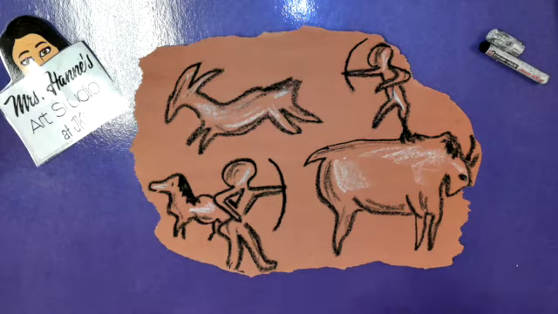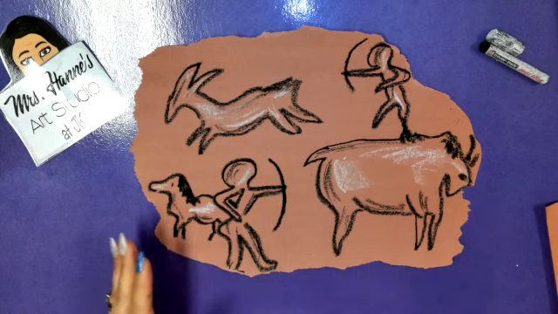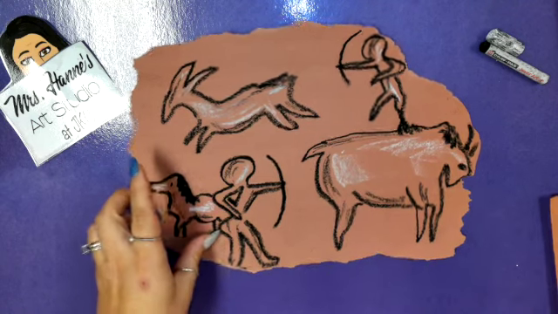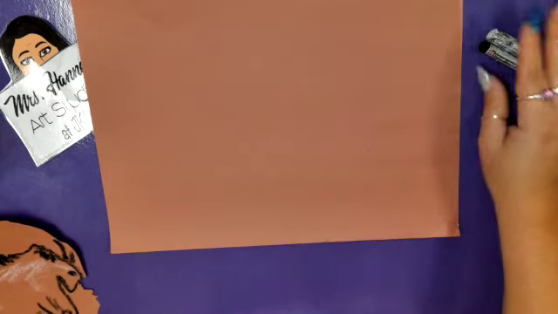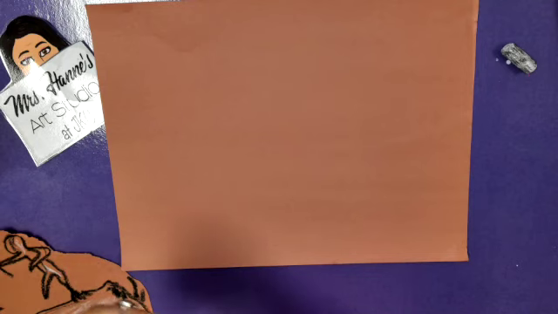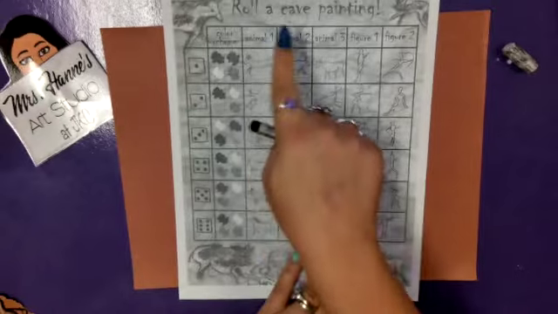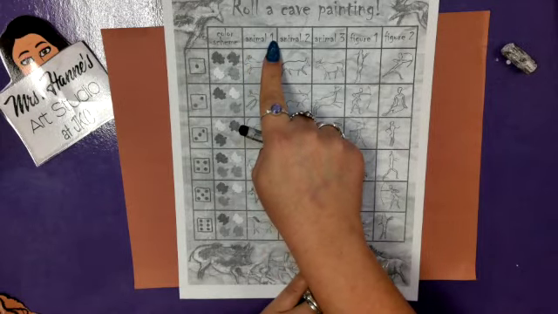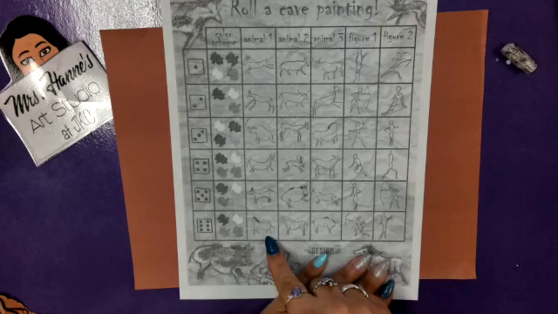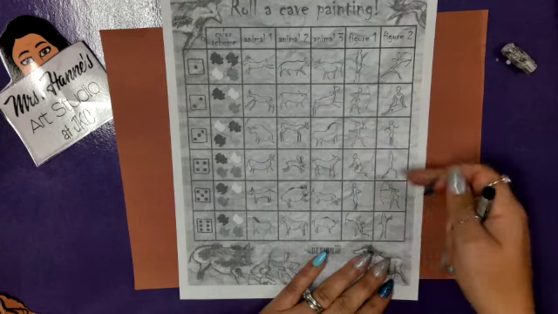Today we're going to make a cave drawing type art, and we're going to start off with a brown piece of paper and a black oil pastel, and we're going to use our choice drawing paper that we've been using to choose what art we would like to draw, and it's going to be your choice. I want you to choose something from each column. So you're going to start off with animal number 1, and you're going to choose one animal. Then you'll go to number 2, 3, 4, 5.